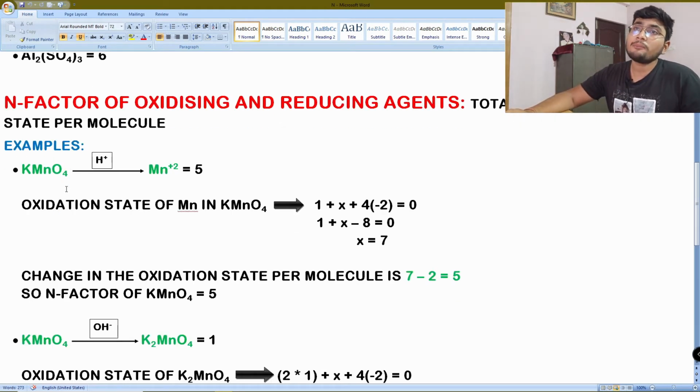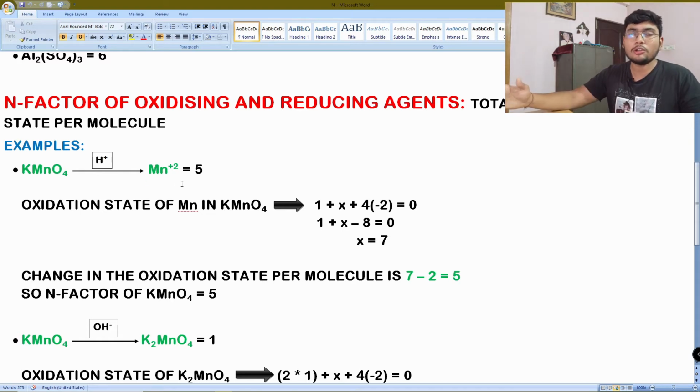The first example you see is potassium permanganate. It is a very good oxidizing agent in acidic medium, basic medium, as well as in neutral medium. If we react potassium permanganate in acidic medium, then it forms Mn+2 compounds, basically compounds in which manganese has a +2 oxidation state. So whenever potassium permanganate reacts in an acidic medium, it forms such compounds in which manganese will have a +2 charge on it. That's what I've written. So KMnO4 in acidic medium gives compounds in which manganese has +2 charge.